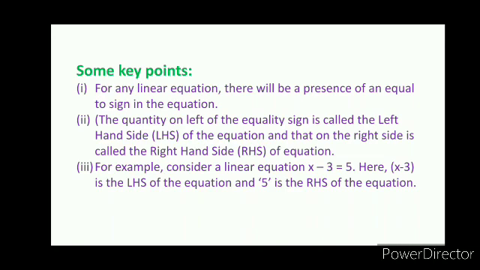Some of the key points also here. This also I copied down. For any linear equation, there will be an equal to sign in the equation. The quantity on the left of the equality sign is called the left hand side, that is LHS of the equation, and that on the right side is called the right hand side, that is RHS of the equation.